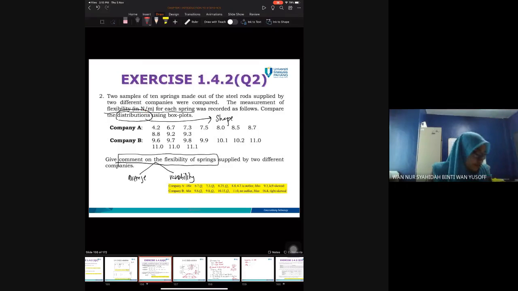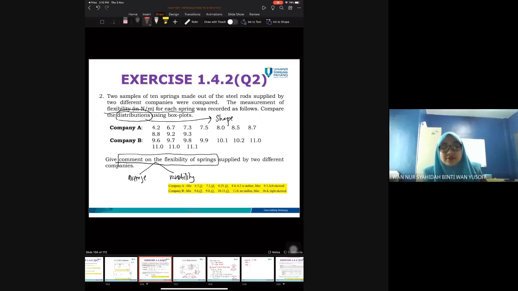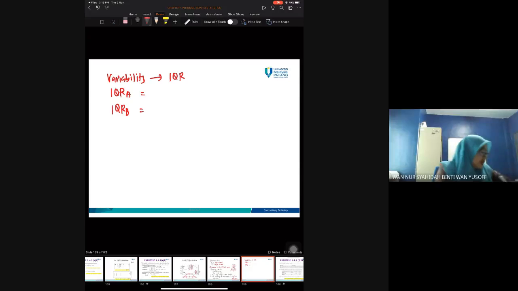IQR A, interquartile range for the A, is 1.5. For the B, it is 1.2.